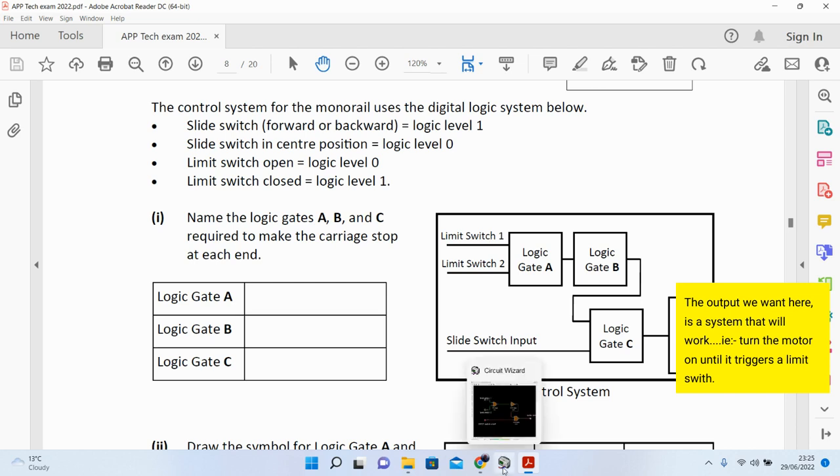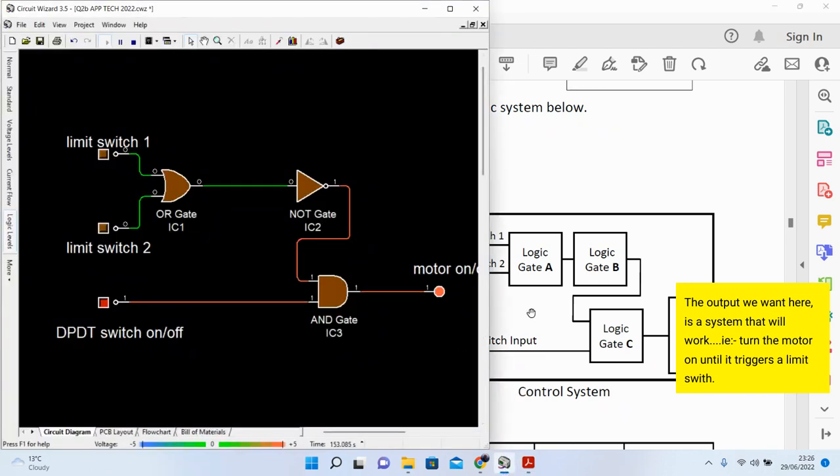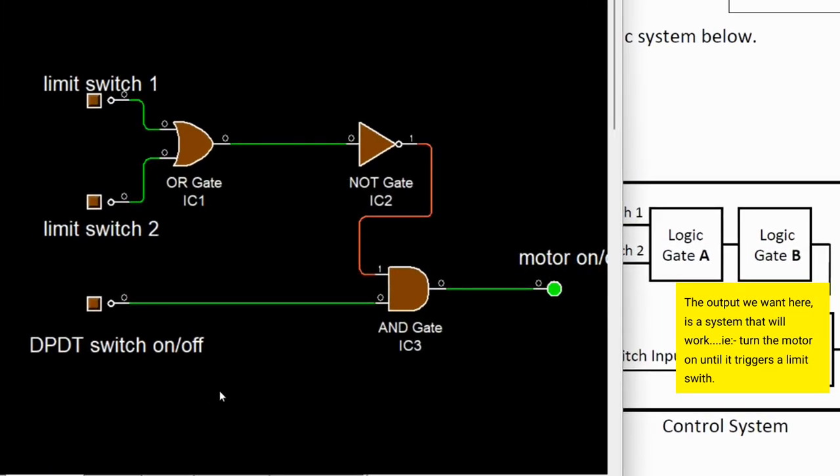So let's have a look at the circuit with a control system here. Okay, everything is off there. We want our carriage to move when it is not in contact with our limit switches. So we want 0 here, 0 here and 0 here. And we want our switch to be on. So when our switch is on and our limit switches are not in contact, our motor should turn on. Let's have a look here. There we go. So switch on, carriage is not in the middle, and our motor is on.